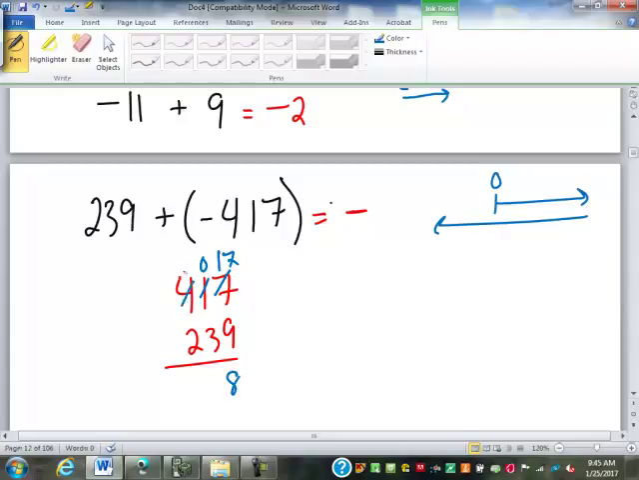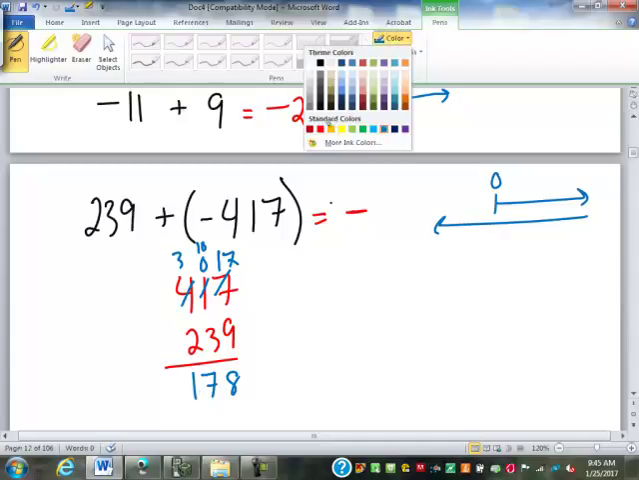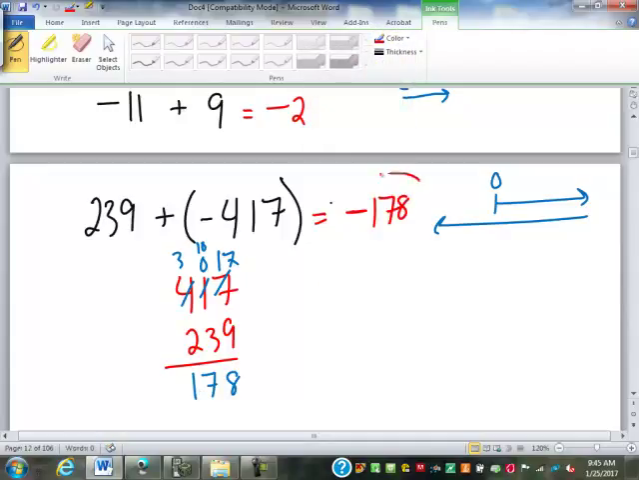So I borrow to get 8. I'm going to borrow here. 10 minus 3 is 7. 3 minus 1 is 2. So that is a negative 178.